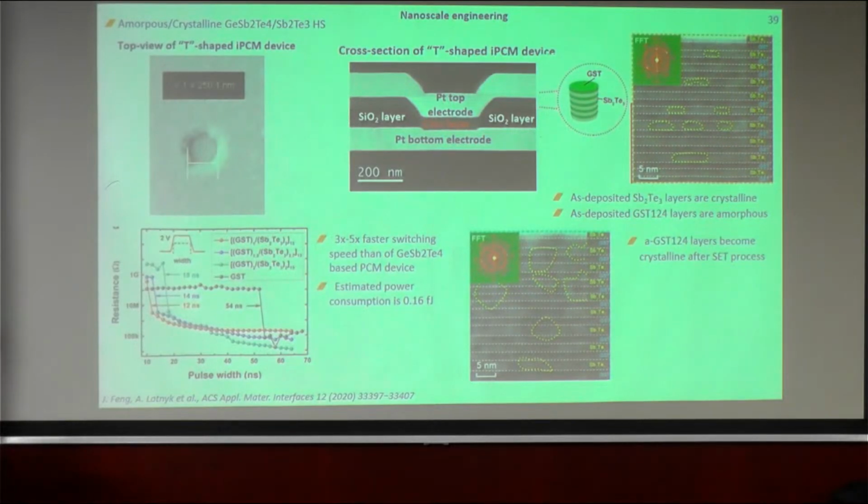Also, as I said, the idea of making the antimony telluride crystalline at room temperature and the GST amorphous could be confirmed by TEM measurements. Here you see some domains corresponding to crystalline antimony telluride, and the GST layers. In the initial state, the GST layers are amorphous, and after the set operation, these GST layers start to crystallize.